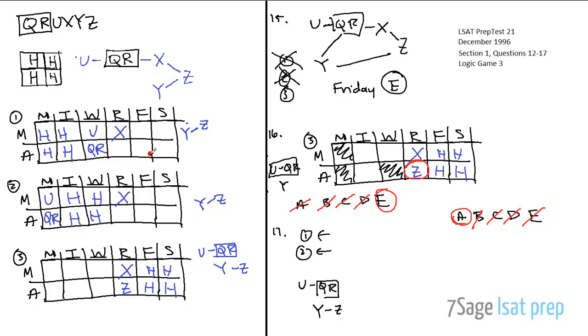So it turns out answer choice A is the only one that can be true, right? Hostile witnesses here. That means U, Q, R, X, and then Y and Z on Saturday morning. And so this is the answer. I guess I should make this clearer, right? Answer to question 17 is A. Answer to question 16 is E. And so that's all the questions in this game.